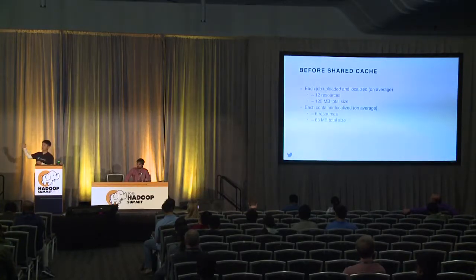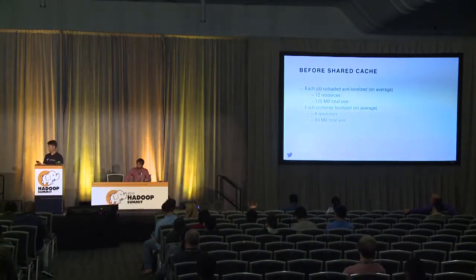So if you take that into consideration, then these numbers somewhat come down. If you look at the per container picture, that number comes out to be about 6 resources per container and about 63 megabytes per container. That's basically how much we localized before we enabled the shared cache. So I want you to remember some of these numbers.